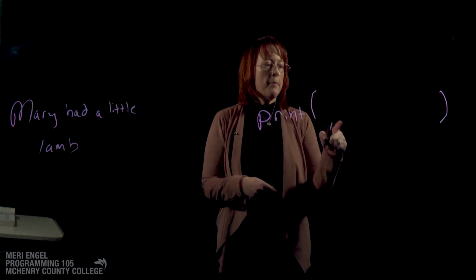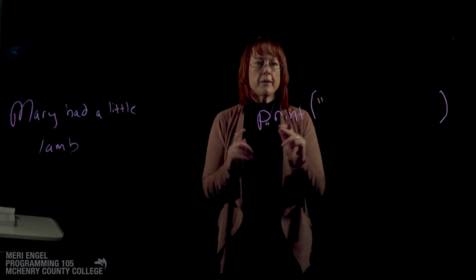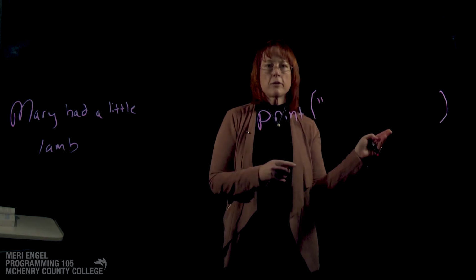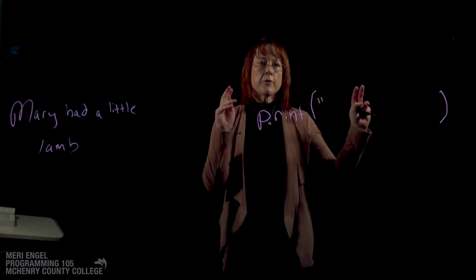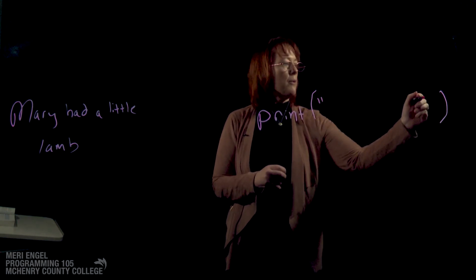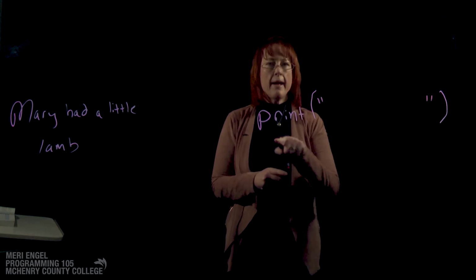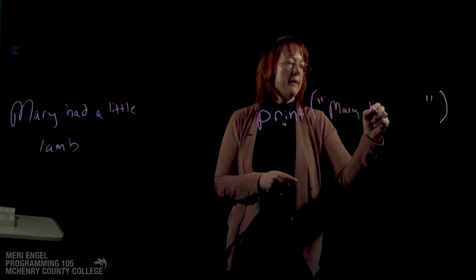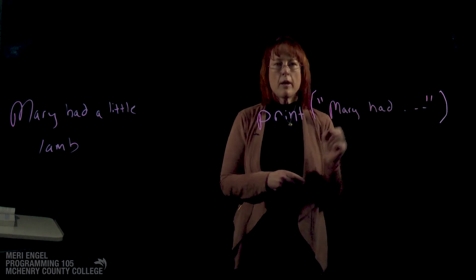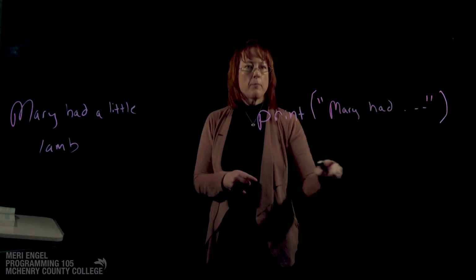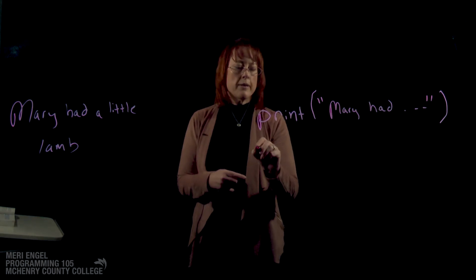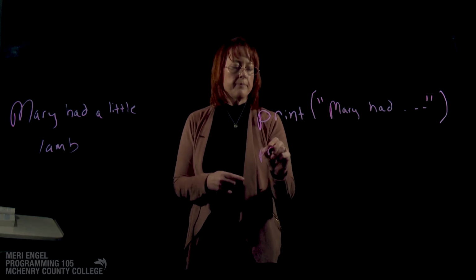So we would print in quotes because we're passing a string. A string is literally a string of characters, which is why it's called a string. And so everything between the set of quotes is part of that. So we would pass it, print, Mary had, and then we'd keep going on with that. So for each portion of the program, for each line in the poem, we would do another print statement.